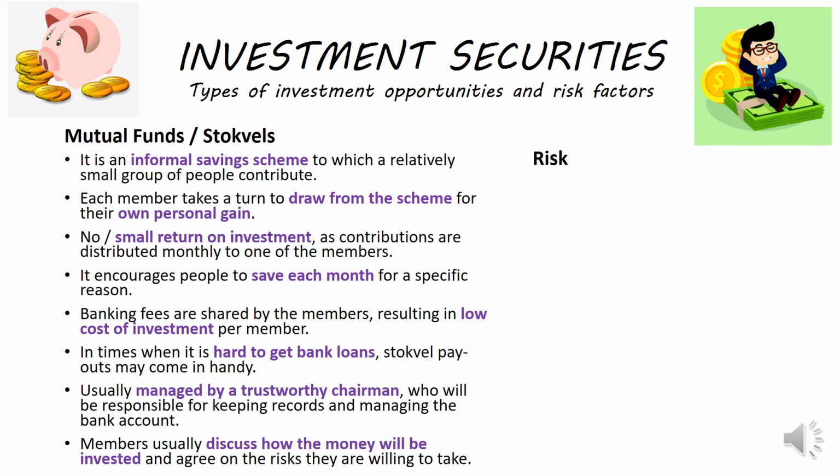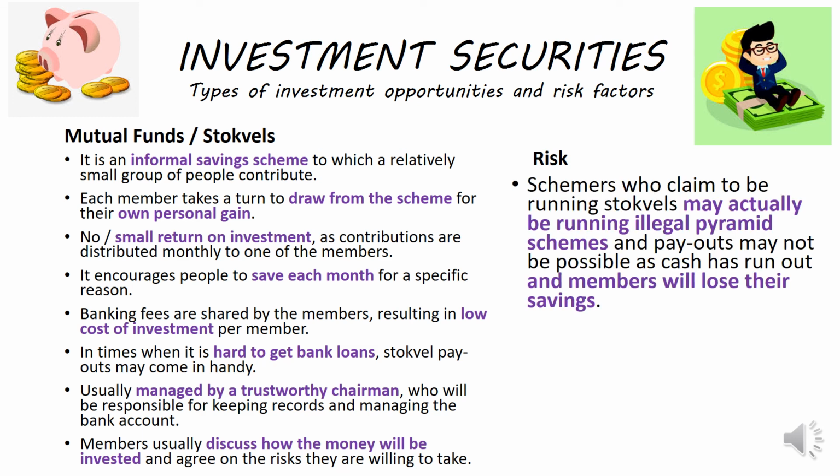Members usually will discuss how the money will be invested. So if there's 12 members in a stokvel, all 12 members will decide what they are going to be doing with the money. Now, if they are going to be depositing the money into a bank account, they obviously will have to discuss that and everybody will have to agree that we can invest the money into a bank account. And everybody has to agree on the risks. As we said, in this lesson we are looking at the risks involved in different investment options. So if some members of the stokvel want to say, no, we want to invest this money in shares, obviously shares is risky. So not everybody is going to be willing to take those risks. Everybody has to agree.